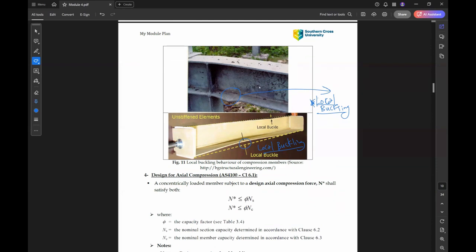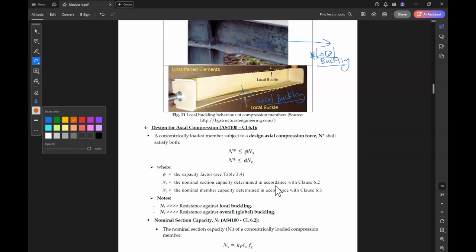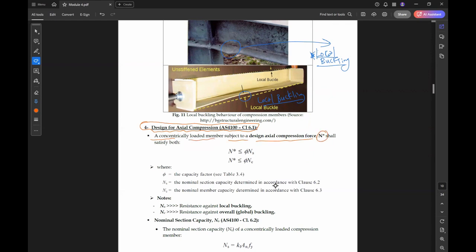Okay, so this is some discussion about the compression member, and now we can proceed to the procedure in the Australian standard. Here, the design of axial compression is in clause 6.1. For a concentrically loaded member subject to design axial compression N star, it should satisfy both conditions: N star should be less than phi Ns, and N star should be less than phi Nc.